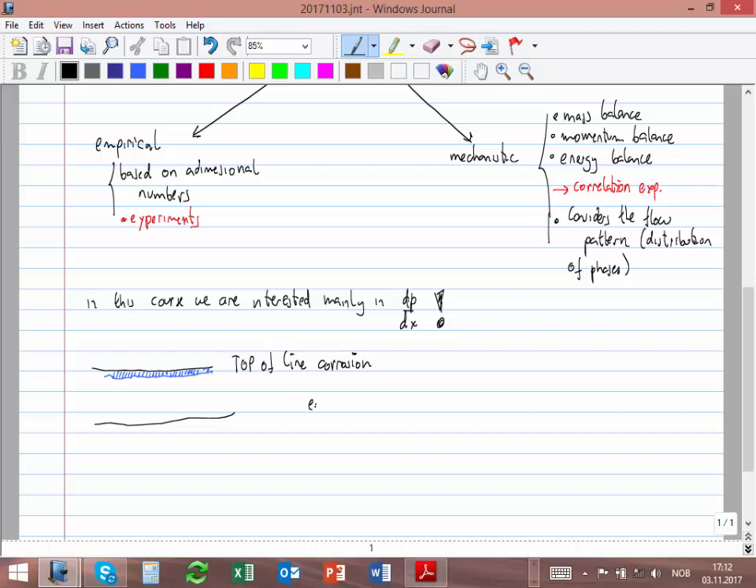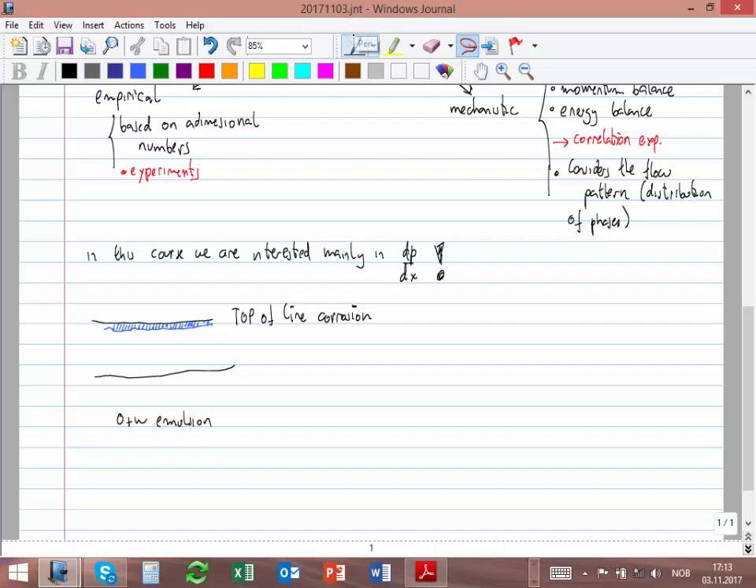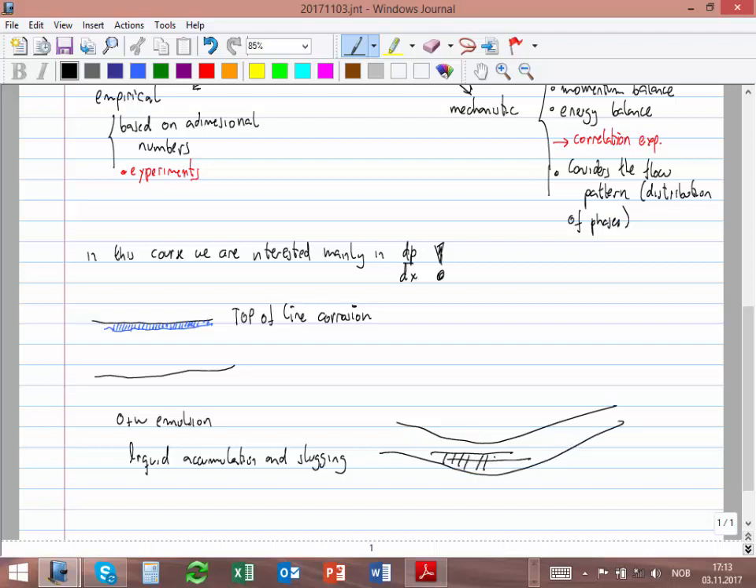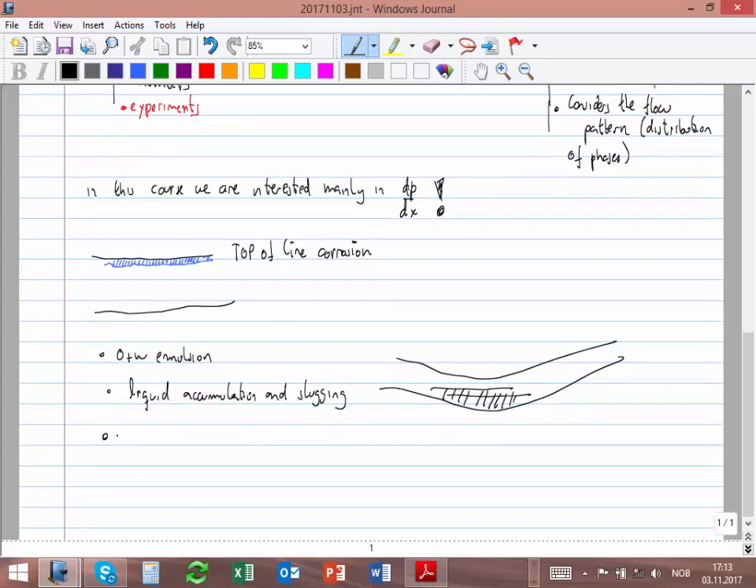You have emulsion, for example, oil-water emulsion. You want to know, for example, liquid accumulation and slugging. Remember, if you have a pipe, the liquid will start to accumulate and then it will block the pipe, and then all of a sudden you have a flush of liquid that goes out. And then you might have, for example, sand erosion, hydrate formation, and wax, etc. You have many distinct problems that people want to study, and depending on that, your model will be more or less complex.